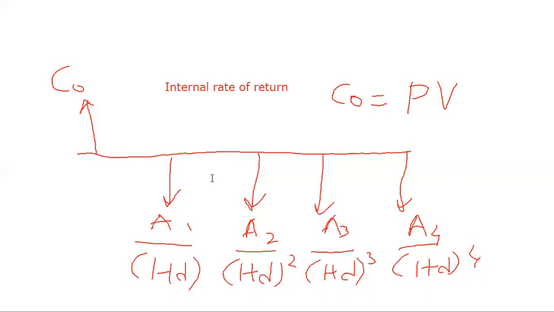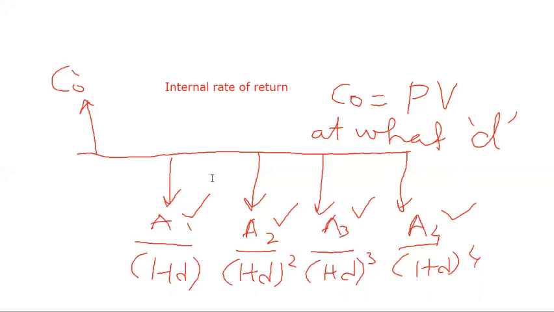So now, at what discount rate, at what value of D will this equation be valid? So you'll have to solve this. I have certain values A1 rupees, A2 rupees, A3 rupees, A4 rupees. I know how much I invested. Now if I solve this equation, C0 is equal to PV, then I will get the value of D. That discount rate, when my capital cost becomes equal to the present value, is called the internal rate of return. So what is internal rate of return?